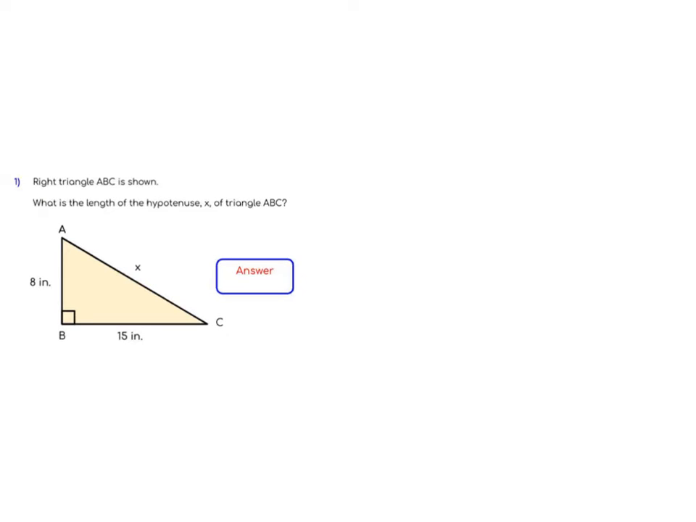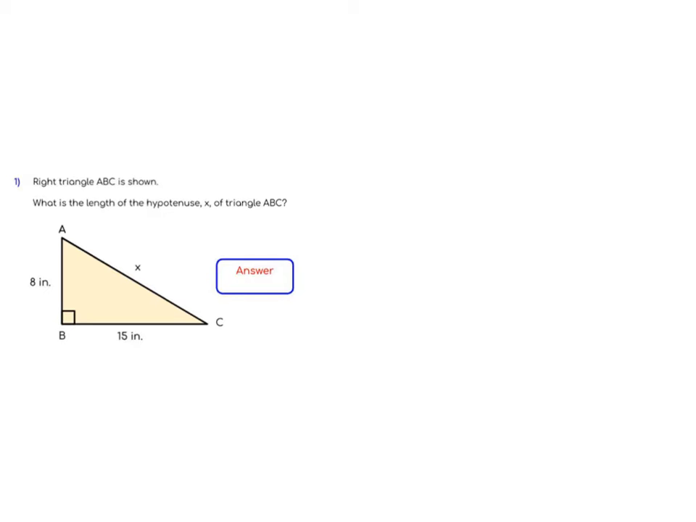So let's take a look at our first example, which says right triangle ABC is shown. What is the length of the hypotenuse, x, of triangle ABC? So just by looking at this triangle, we can see that we're given the two legs of 8 and 15. We know this because these are the two straight lines that form our right angle. We are missing the hypotenuse. How do we know that? Because the hypotenuse is the side that is directly across from the right angle. It is represented by the variable x, and that's what we're going to try to find.